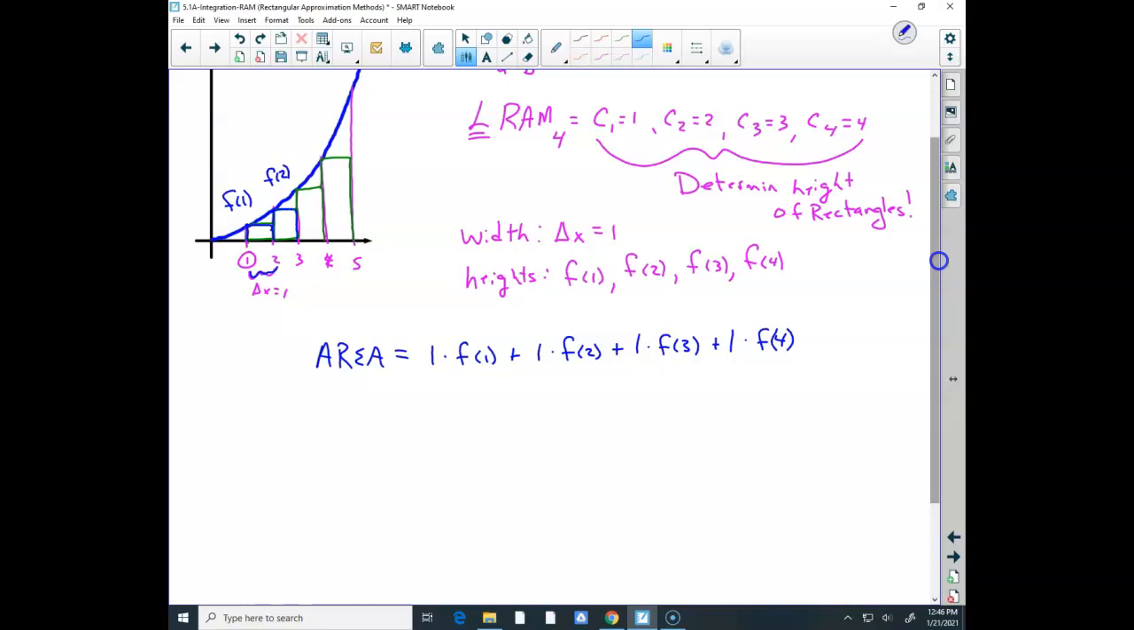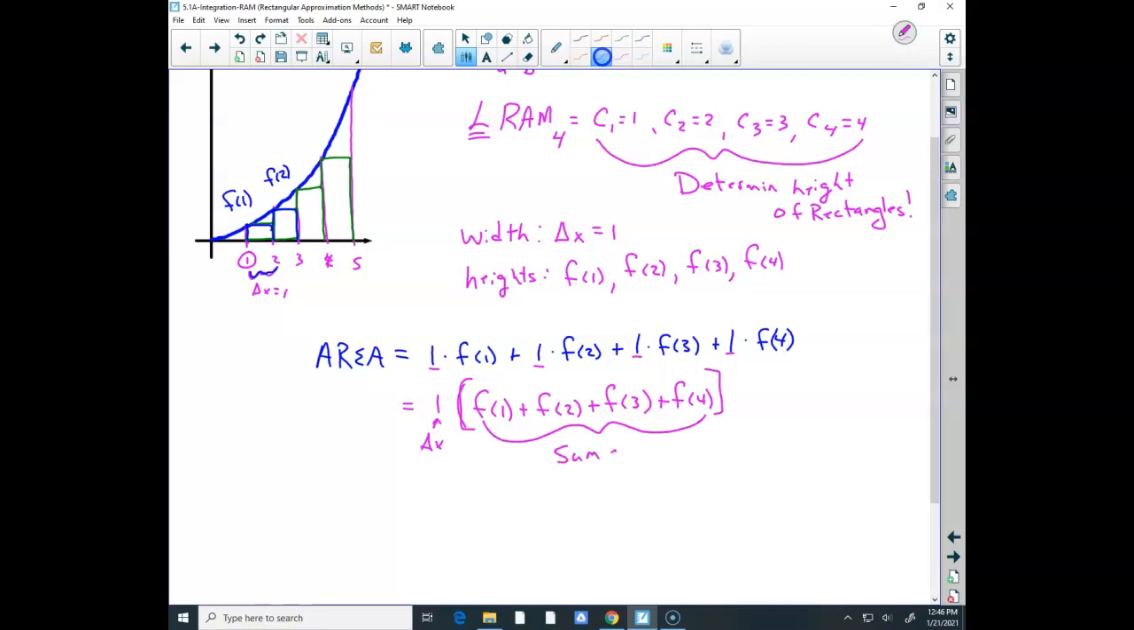Well, if you notice here, there is a reason why we are keeping all of our widths the same, because they can all be factored out to where it's going to be 1, or my delta x, times f of 1 plus f of 2 plus f of 3 plus f of 4, okay? And I can see that I'm just taking the width times the sum of the heights. This right here is the sum of the heights.